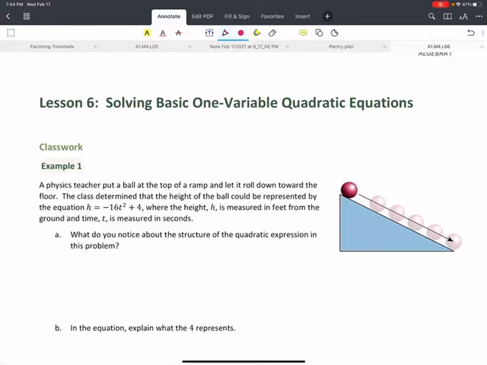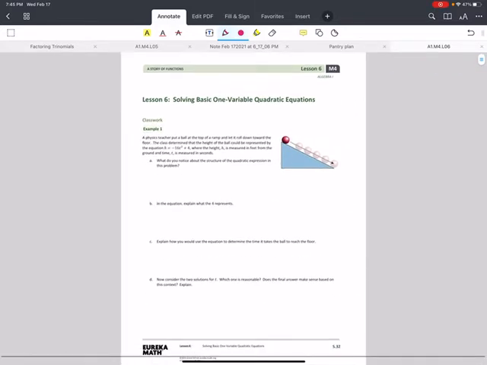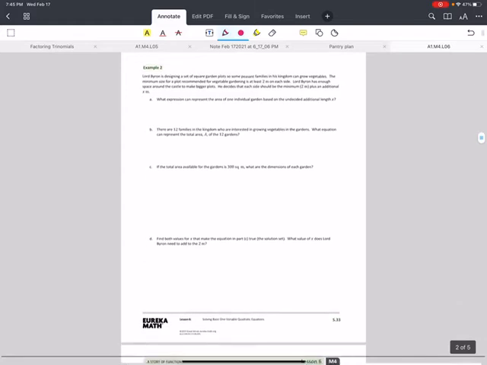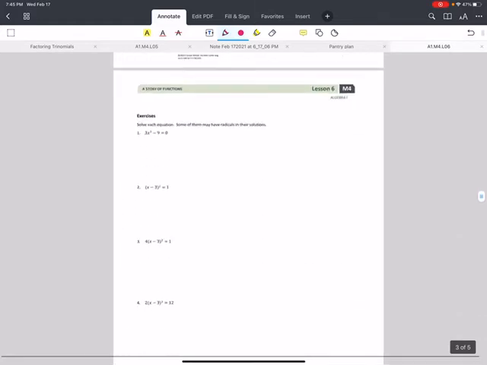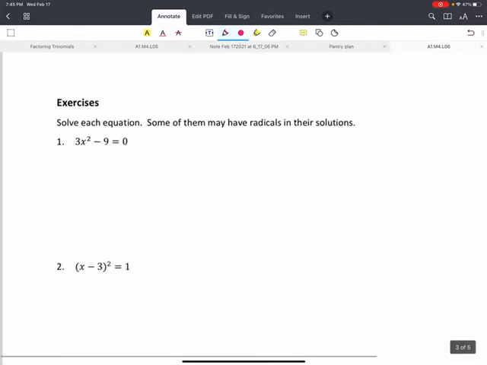Hello students, this is Module 4, Lesson 6, and we are going to skip the first page word problems. We're going to skip the second page word problems. We're going to the third page where it says exercises.